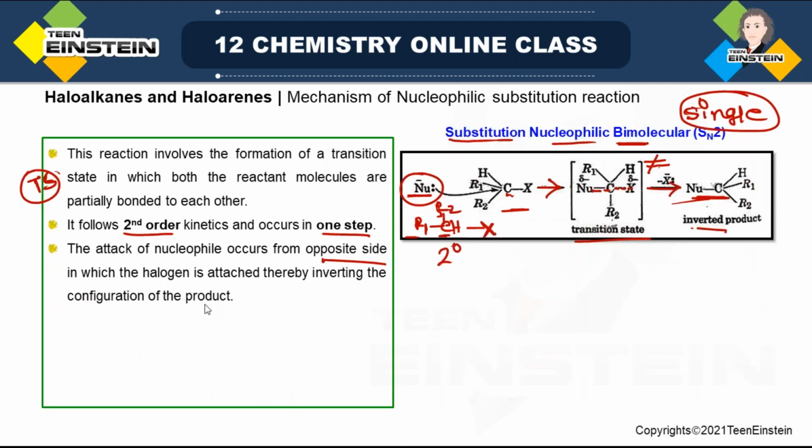But now the case is different. Nucleophile can only attack from the back side, because on the other side there is already the presence of leaving group. So there is no space where nucleophile can go. So it has to be on the back side, opposite to where X is present. So attack of the nucleophile occurs from the opposite side to which the halogen is attached, thereby inverting the configuration of the product.